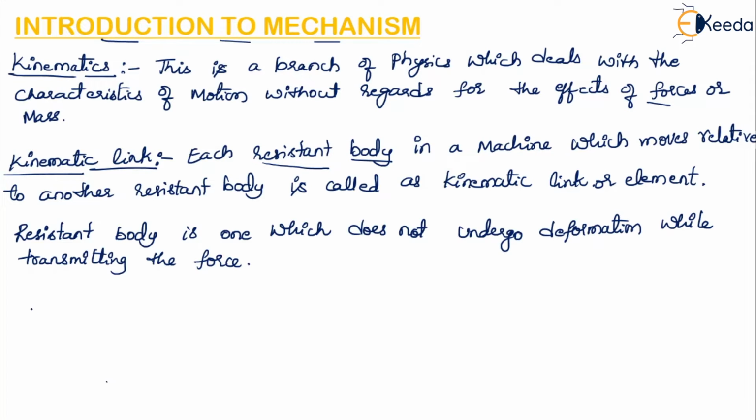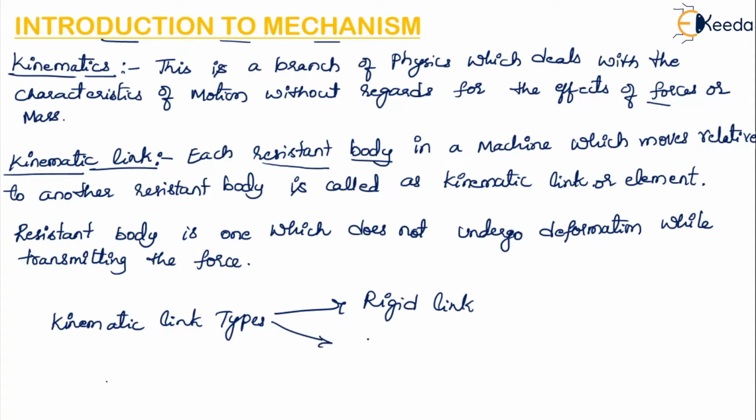Okay, so kinematic link can be classified into three different types. So what are they? The first one is the rigid link. The second one is the flexible link. Third one is fluid link. Okay. So there are three types. Now we will know what are these, and how the rigid link is different from the other two links.